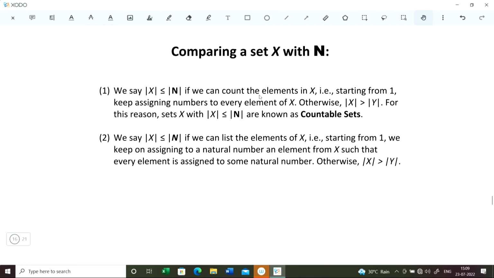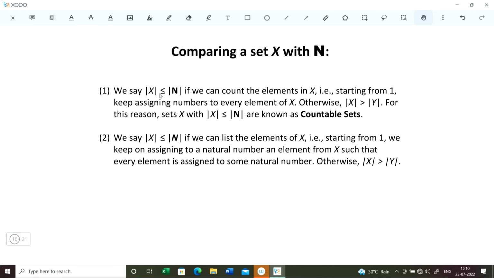which says that we can count the elements in x, like saying that the cardinality of x cannot exceed the cardinality of the natural numbers if we can count all the elements of x. So can you give an example of a set whose cardinality cannot exceed the cardinality of natural numbers? 1, 2, 3, 4. Okay, finite sets, right?